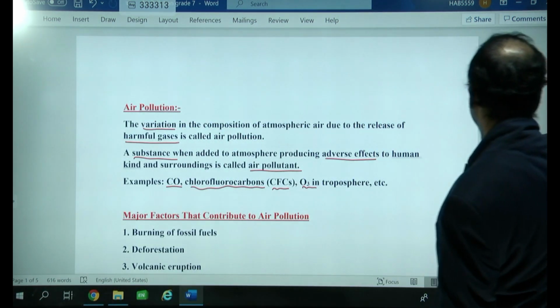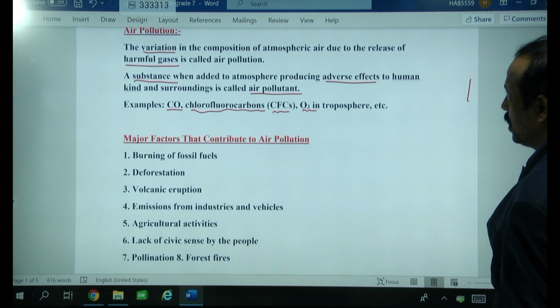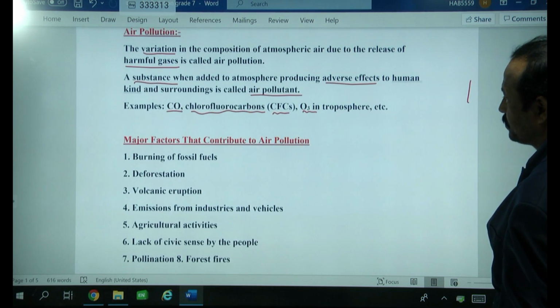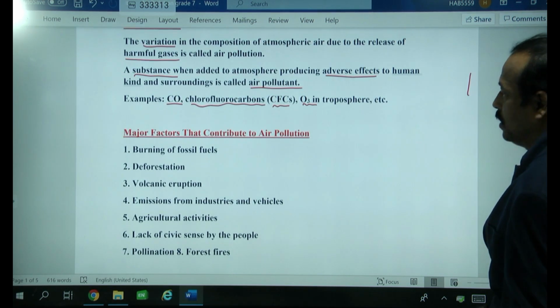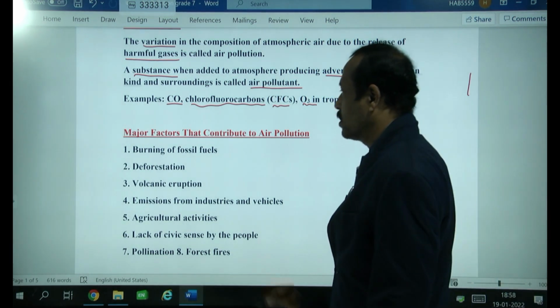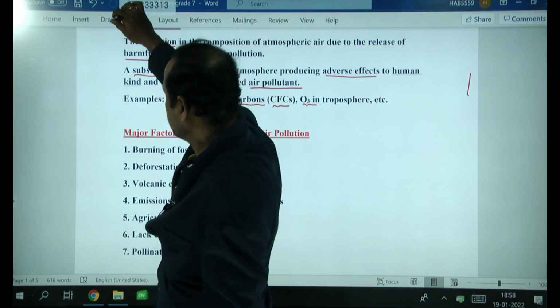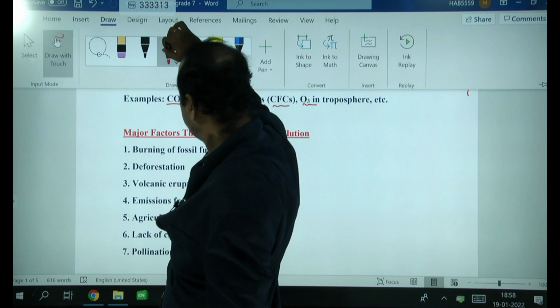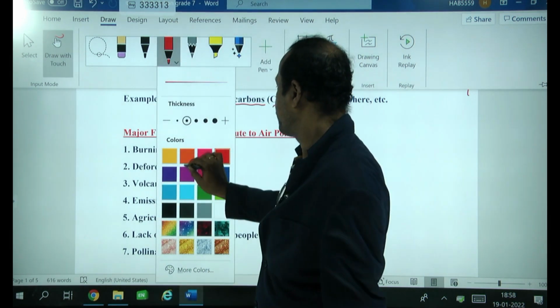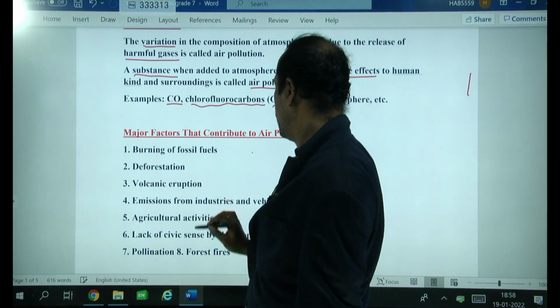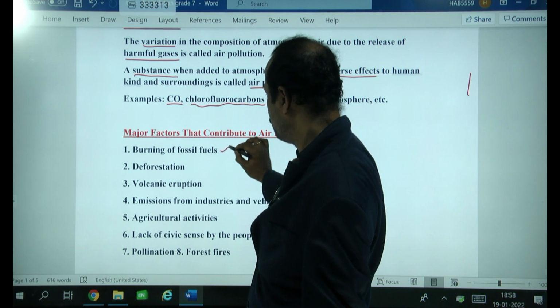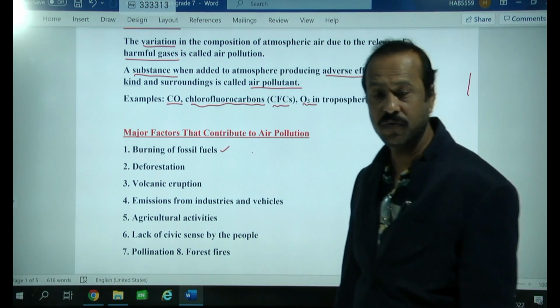Okay, now what are the major causes of air pollution? See here, what are the major causes of air pollution? The first major cause is the burning of fossil fuels.